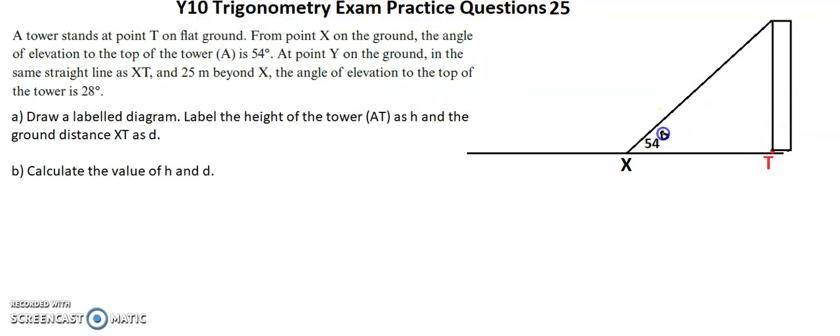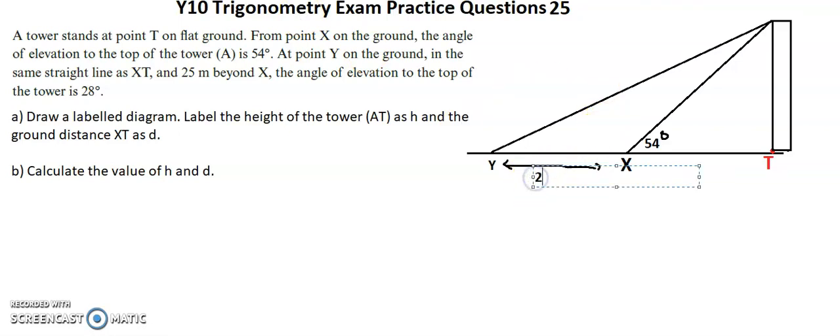Now the next part says at point Y on the ground. So again, we're going to have another point, but this time it is Y, and that is going directly towards the top. Now it says at point Y on the ground in the same straight line as X to T, and it's 25 meters beyond X. So I know from Y to X, it's going to be 25 meters.